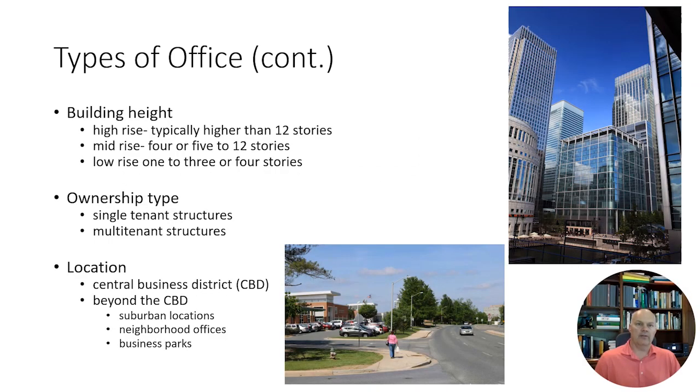Another way to look at offices is by building height. Again, this is very similar to apartments. You can have high rise, you can have a mid rise, and you can have a low rise. You can look at office buildings from ownership type. Is it a single tenant? So is there just one tenant in there, like maybe Amazon or IBM leases out the entire building? Or do you have a multi-tenant structure? So there's a bunch of different tenants in one building.